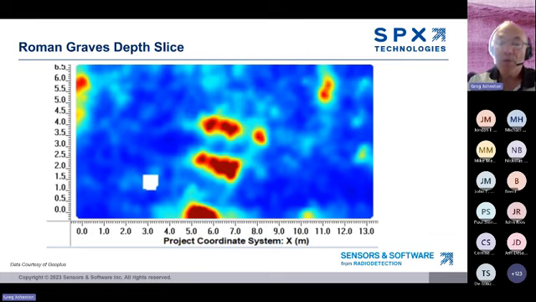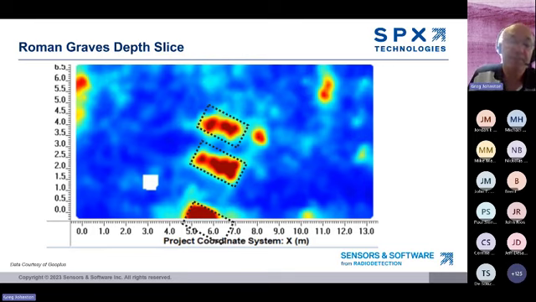Here are Roman era graves in North Africa plotted as a depth slice. Notice that this grid is 7 meters by 13 meters, which is much larger in area compared to most of the concrete grids we were just looking at. When looking at GPR data, the first thing you look for is the scale, because GPR data can vary from a small 2 foot by 2 foot concrete scan to literally hectares of data, as you will see in a bit.